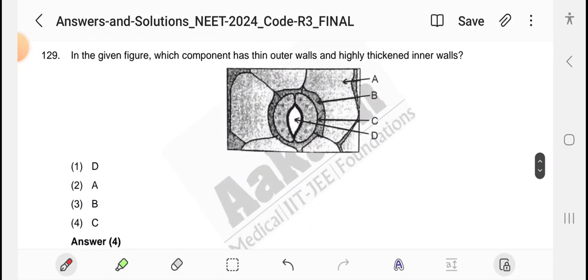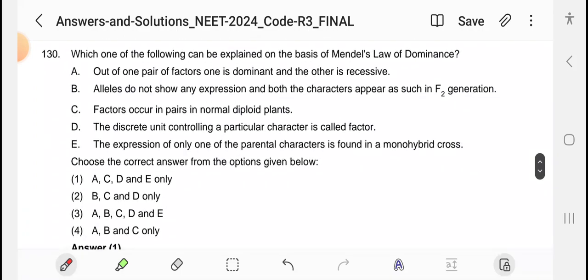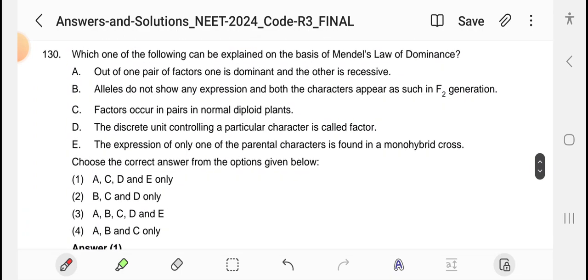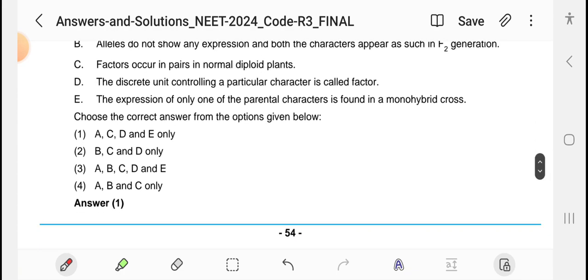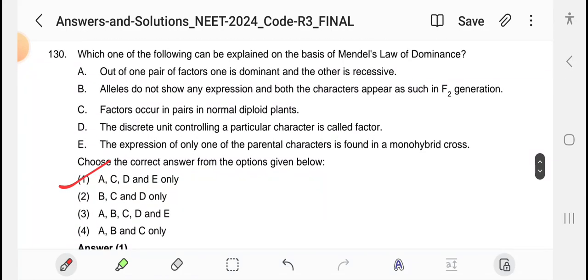So in the next question, in the given figure, which component has thin outer walls and highly thickened inner walls? So the correct option would be option number 4, which is C. Next question, which one of the following can be explained on the basis of Mendel's law of dominance? So here your correct option would be option number 1, which is A, C, D and E statements are correct.